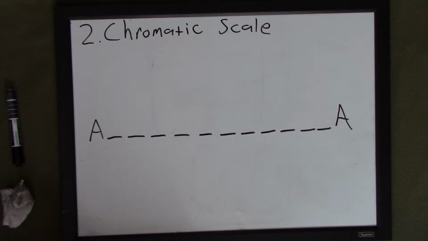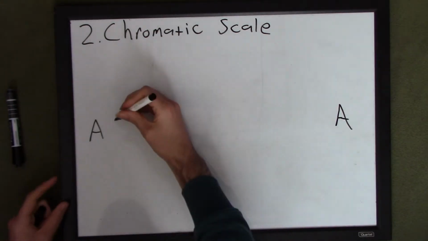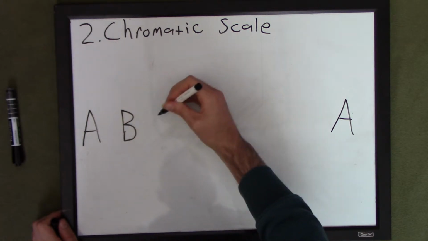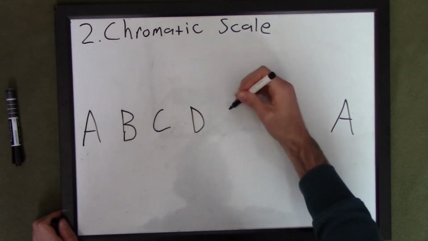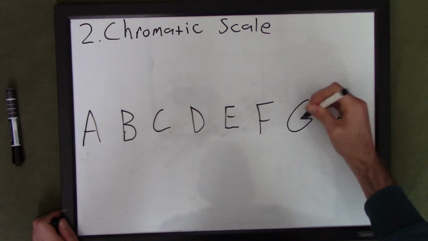Of course, that is a gross overstatement, but in most of the music that is played in the world, yes, we divide the octave up into 12 notes. Now, 7 of those notes we represent with letters as such. We can go A, B, C, D, E, F, G, A.